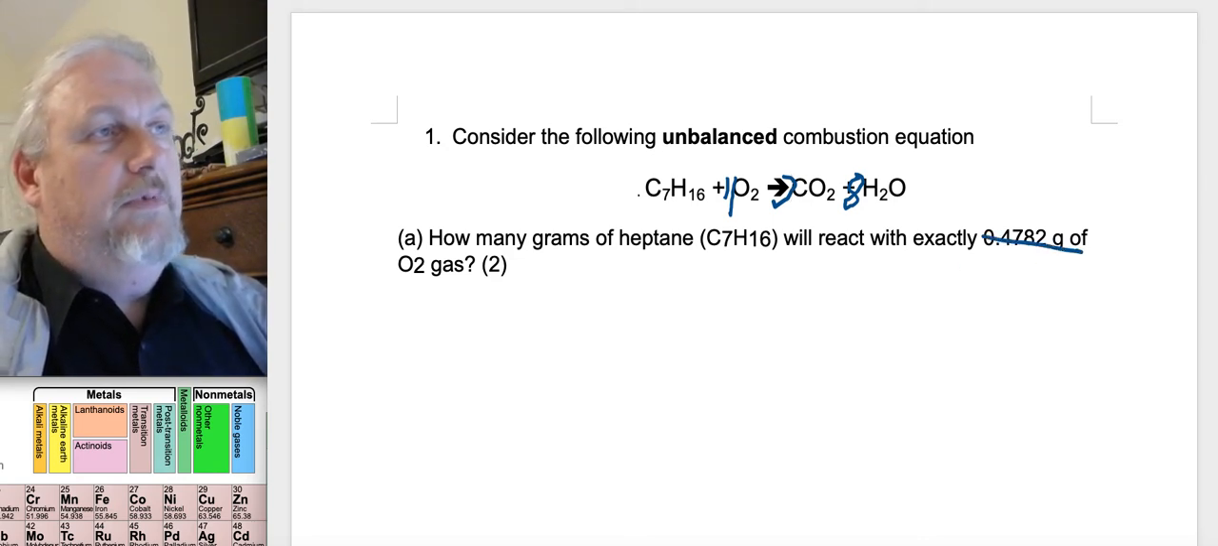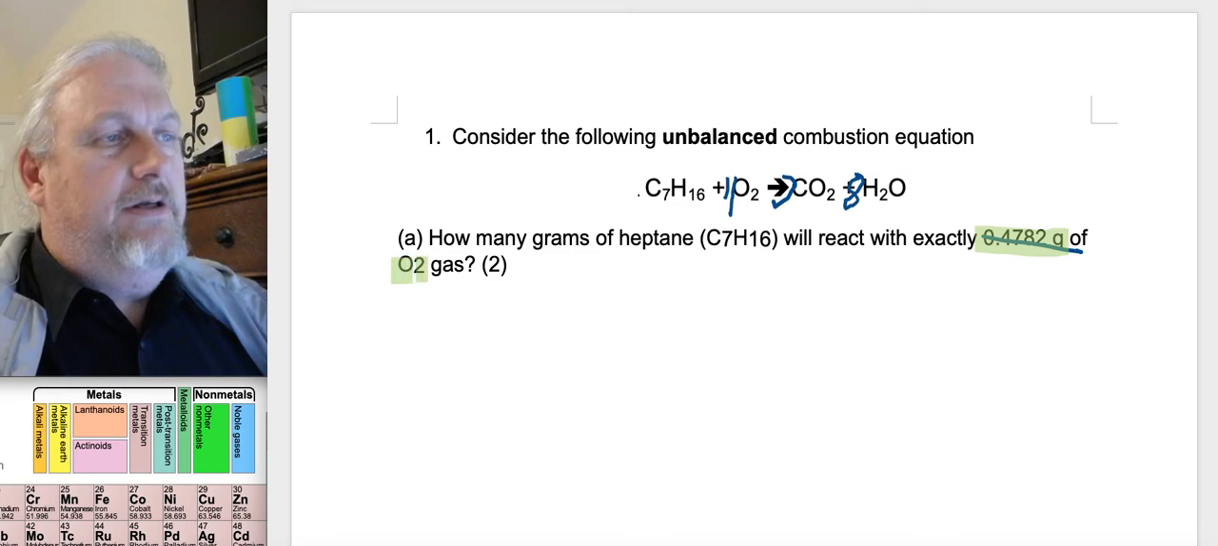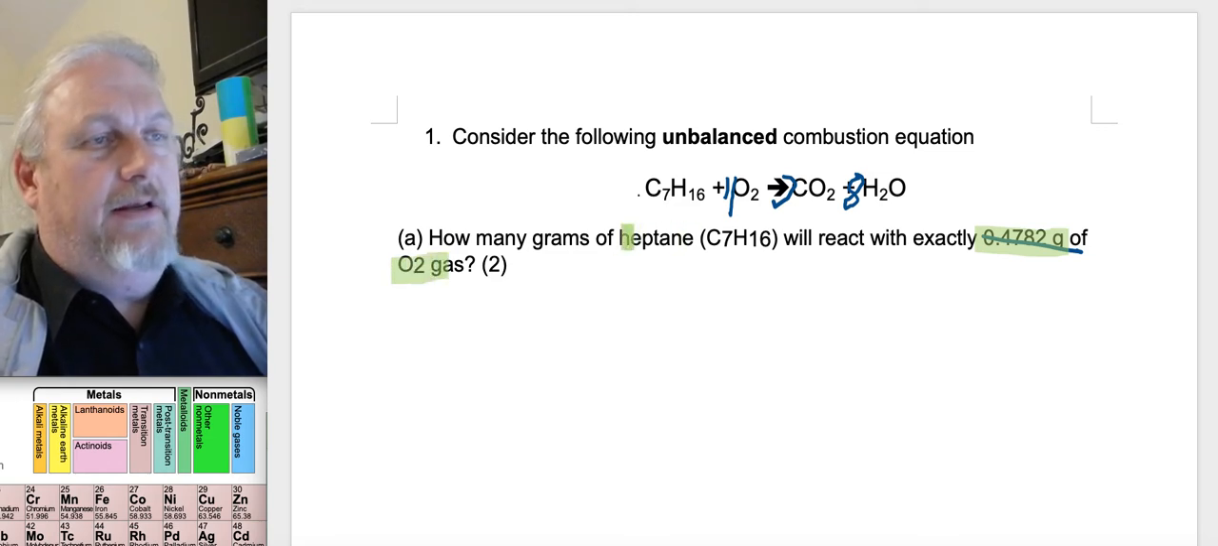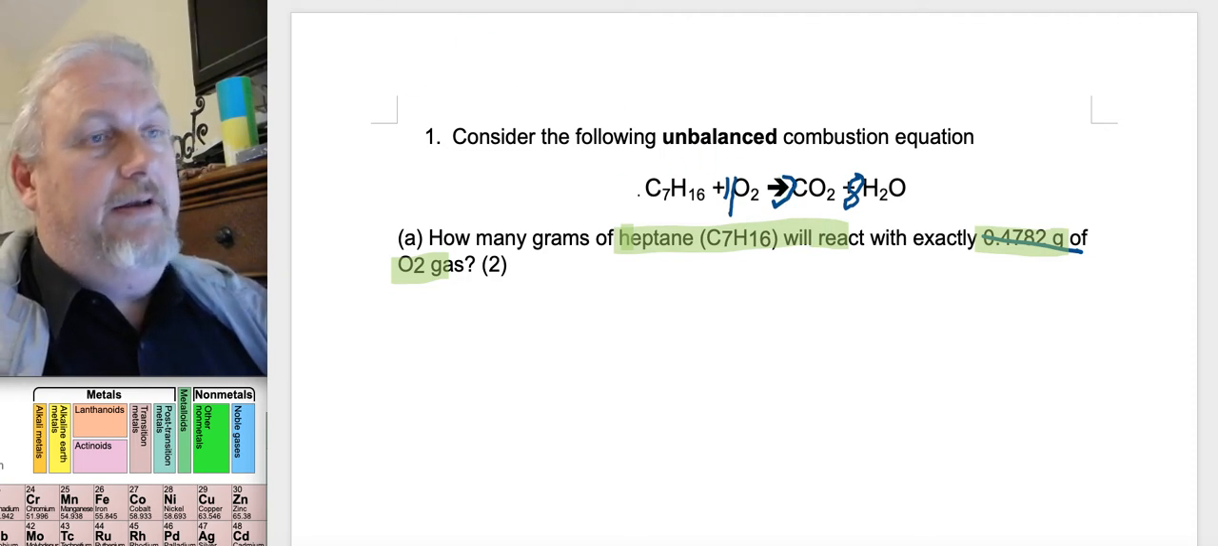That's not the one I wanted. That's the one I wanted, that one there. So I've got oxygen, I've got heptane, C7H16, and then I've got my magic little formulas here.